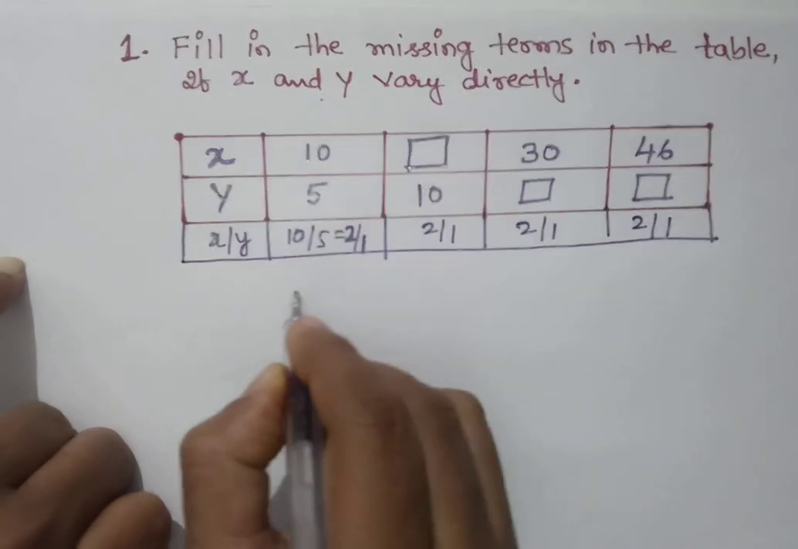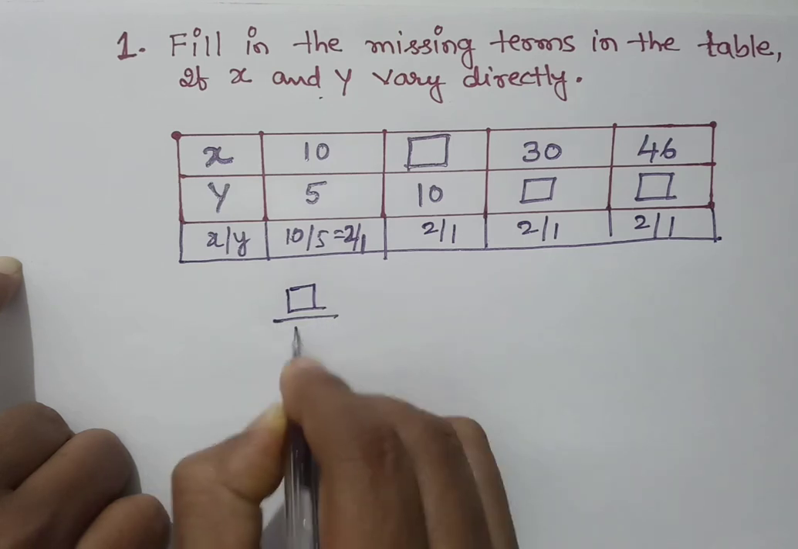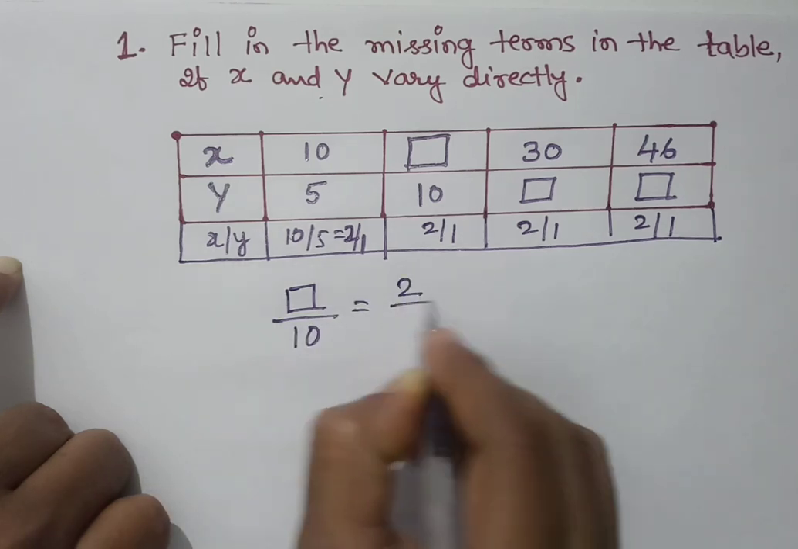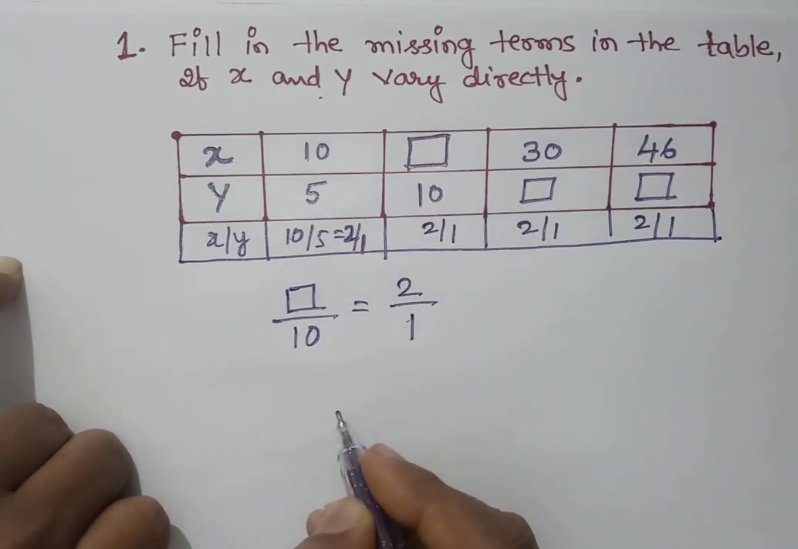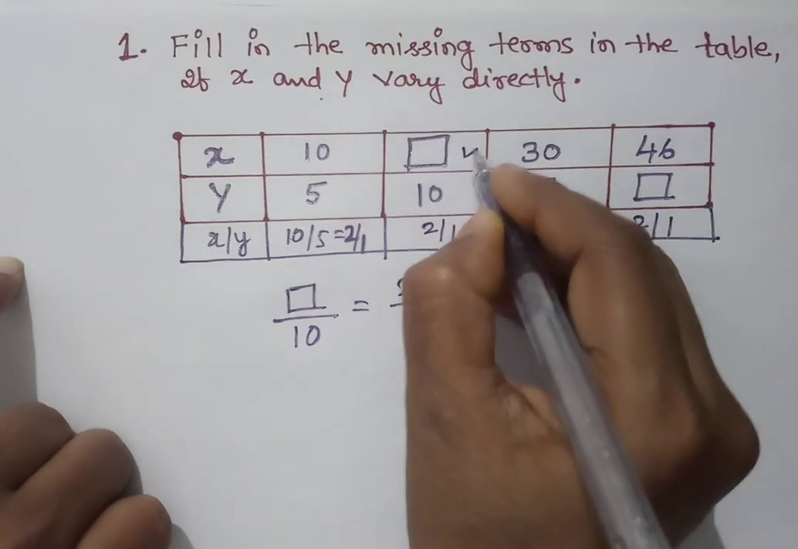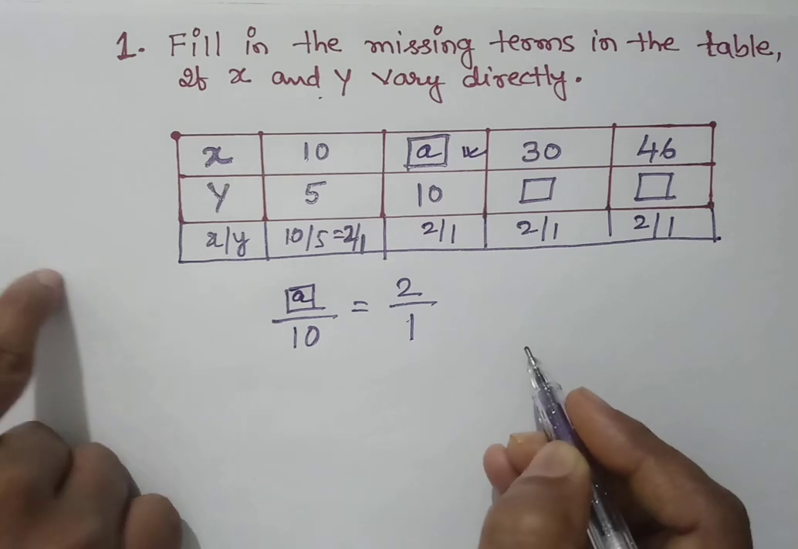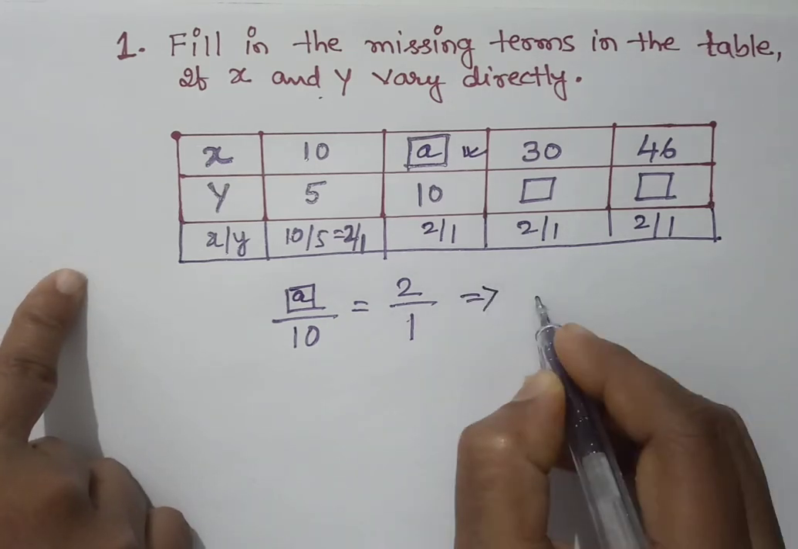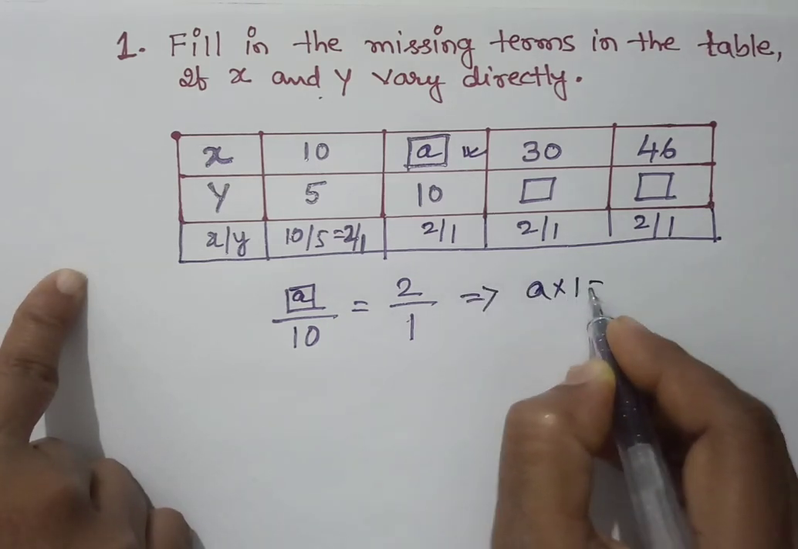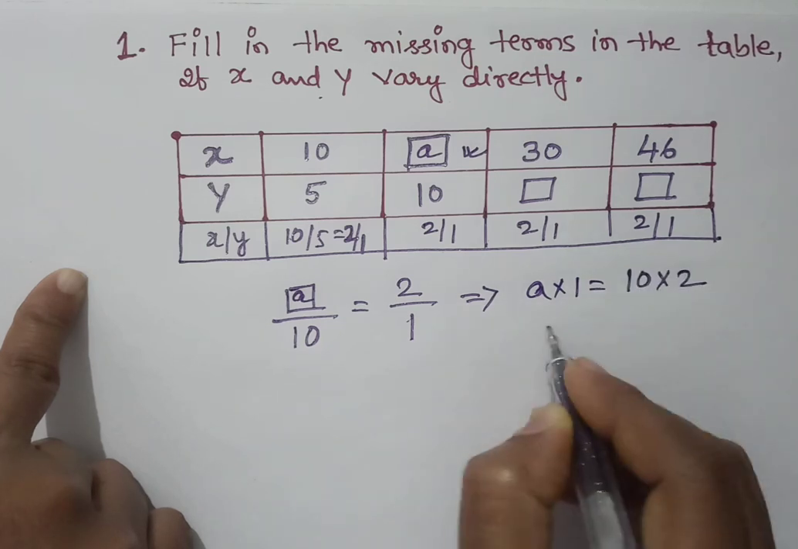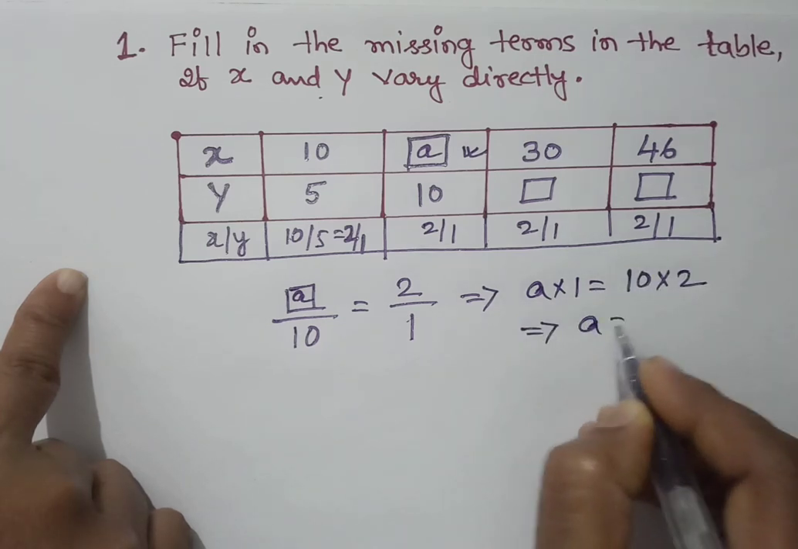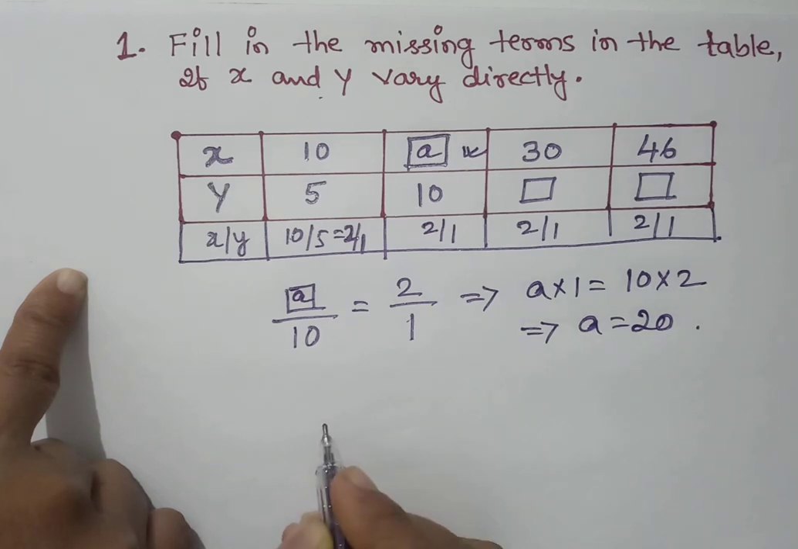X box by 10 will be equal to how much? 2 by 1. You don't know how much this particular number is. Let it be A. So you will say A by 10 will be equal to 2 by 1. After cross multiplication you will get A into 1 equal to 10 into 2. So A will be equal to 20.